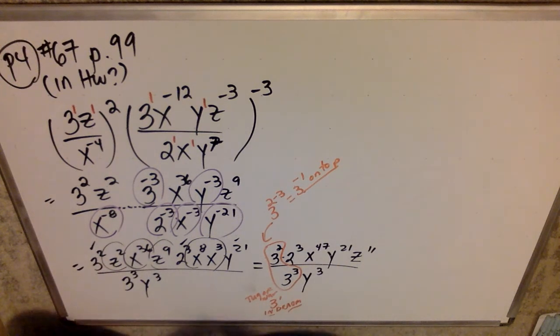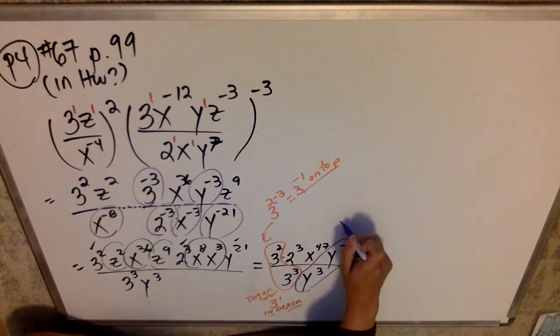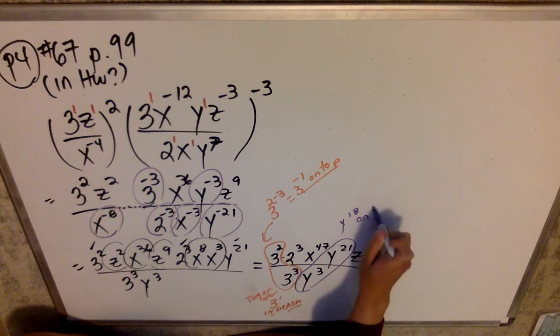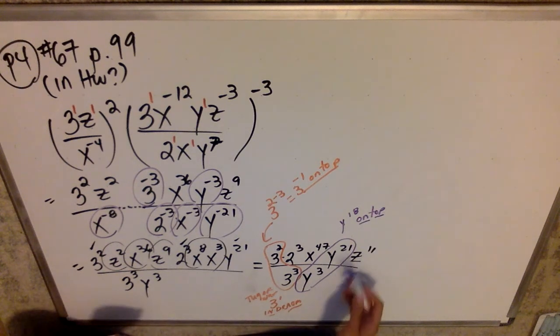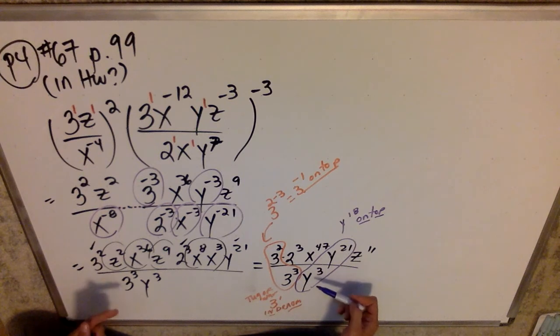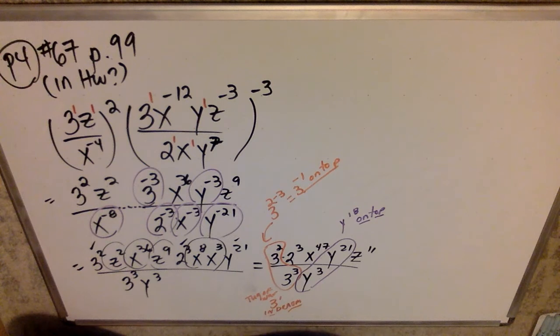The other one that I have the same base for are the y's, and that's going to end up being a y to the 18 on the top. And again, in that case, it doesn't really matter which way you think about it, because if you do top minus bottom, you get y to the 18th. If instead you think of it as like a tug of war, you say, oh, 21 is a much bigger number than 3, the top wins. How many y's does the top get? It gets 21 minus 3, which is 18.